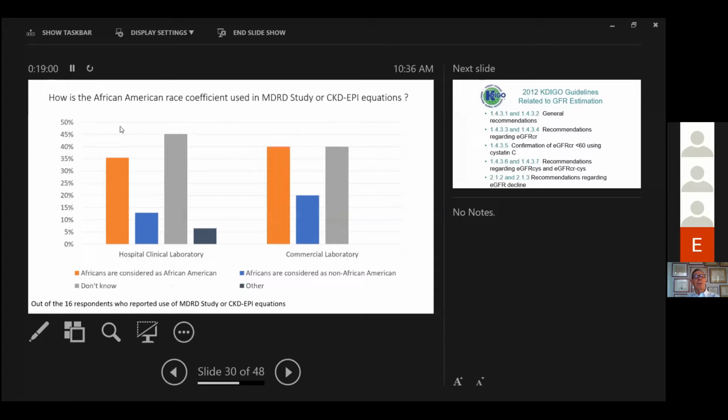And then how is the African American race coefficient used? This is a coefficient that's in the MDRD study and the CKD-EPI equation. A large number of hospital clinical labs or commercial labs said that their lab reported Africans as African American, whereas a smaller number said that Africans are considered non-African American, and some again didn't know. And I'll have comments about all of this.